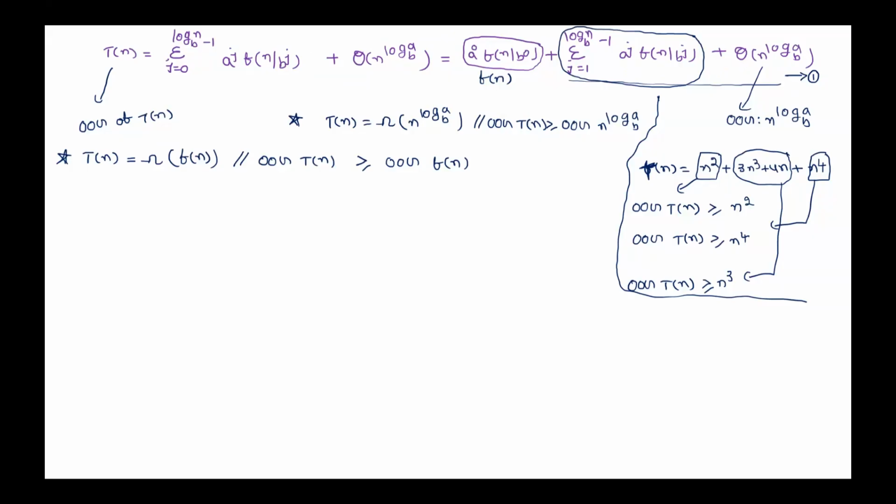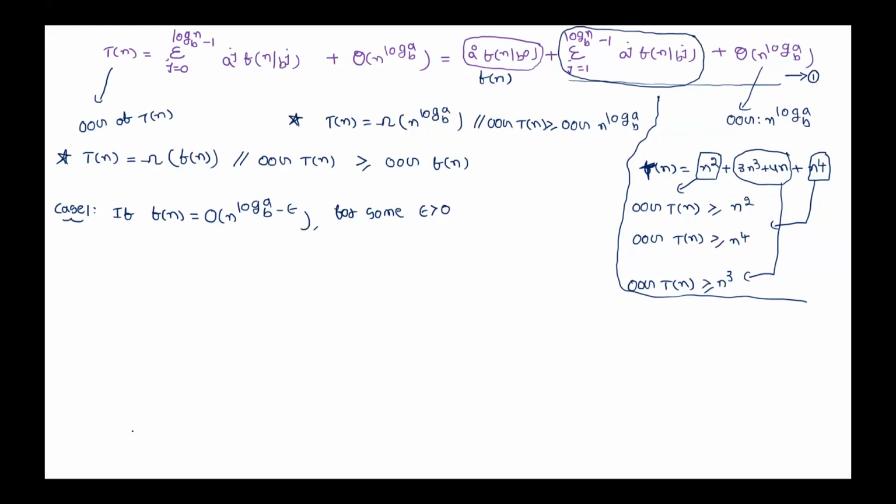Now, in this case, if we are given different cases, something like this, say, if we are told that f of n is big O of n power log a base b minus epsilon for some constant epsilon greater than 0, what does it mean? F of n is big O of n power log a base b minus epsilon.